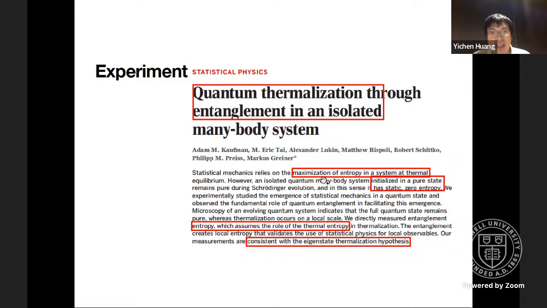The motivation here is that the maximum entropy principle gives you this thermal equilibrium, and the initial state is a pure state, and it has zero entropy. The experimental result is that the entanglement entropy is equal to the thermal entropy. Their model is a bosonic model, not a fermionic model, but it also has some hopping term and interaction terms. In that sense, it has some similarity with our model. Their result is consistent with the so-called ETH, eigenstate thermalization hypothesis. But in our model, we also observe that in some regimes, we have thermalization without eigenstate thermalization.